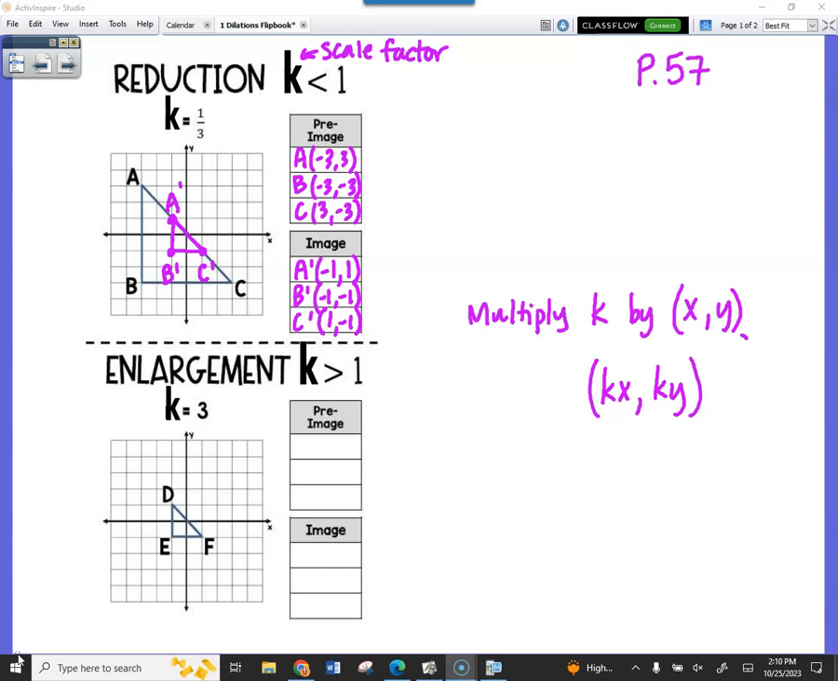That was an example of a reduction. Now let's do an example of an enlargement. That just means that the scale factor is a number bigger than 1. So the way you would talk about this shape, you would say that it is going to get 3 times as large as its pre-image. Let's write the coordinates of D, E, F, and then let's find the coordinates for D prime, E prime, F prime.